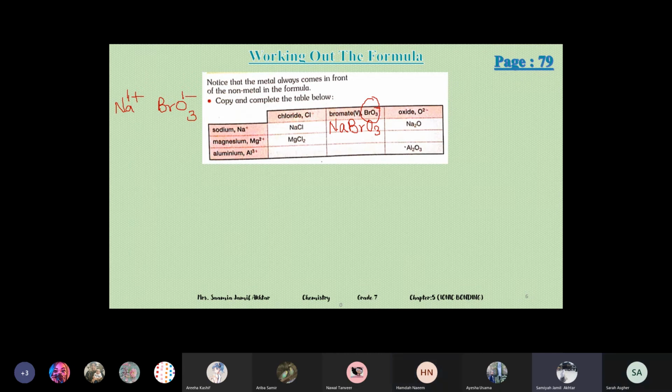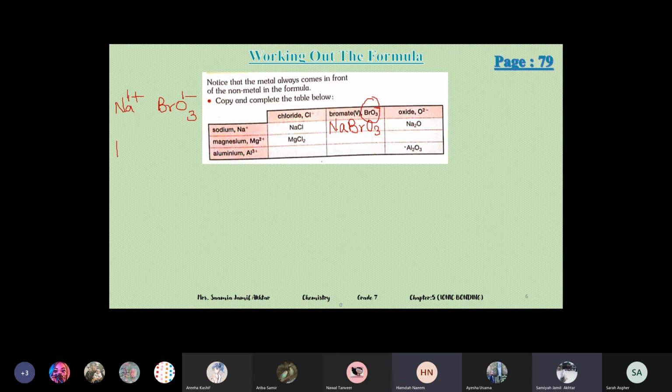No need to write any number. This 3 is of bromate, so we will not count this as an ion. The formula is neutral. Ionic compounds are neutral. Ions are charged, and when we balance them, then the charge is finished. They cancel out.